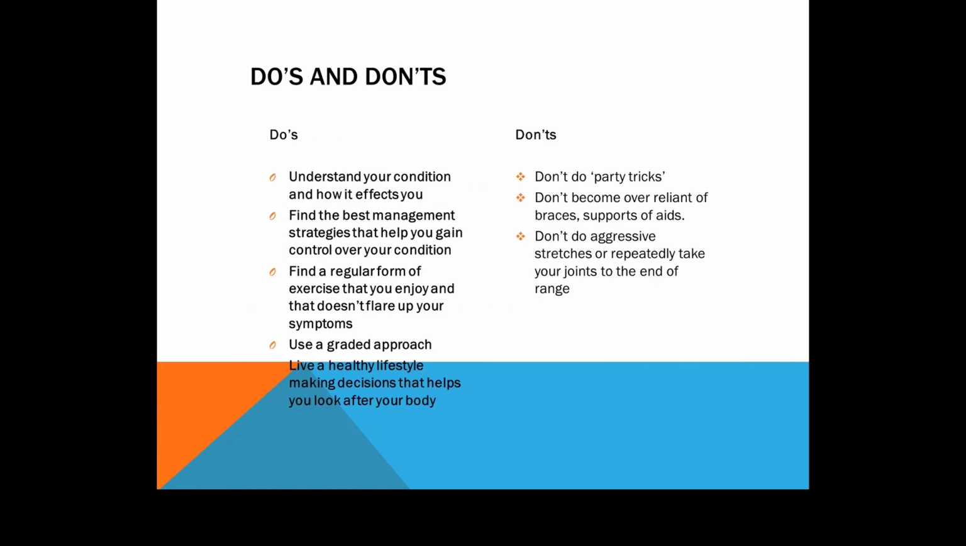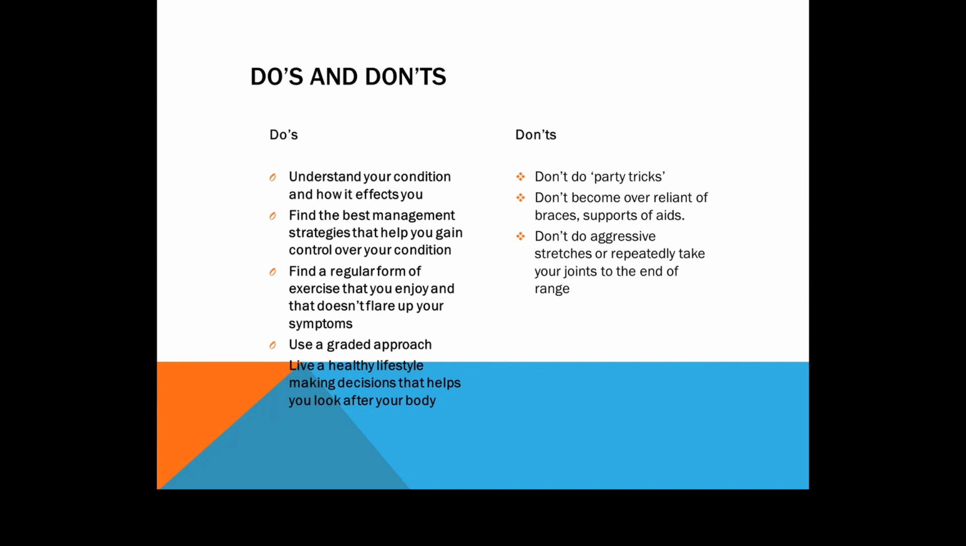So here are a few do's and don'ts. Just looking at do's, it's really important that you understand your condition and how it affects you. It's important to find the best management strategies that will help you gain control over your condition, to find a regular form of exercise that you enjoy and that doesn't flare up your symptoms, to use a graded approach, which we'll talk about a little bit more in a moment, and to have a healthy lifestyle and make decisions that help you look after your body.